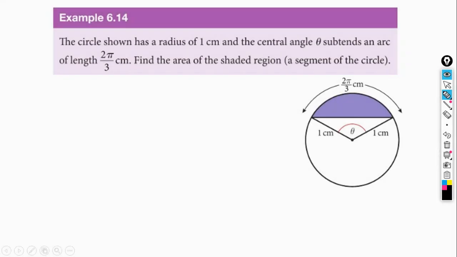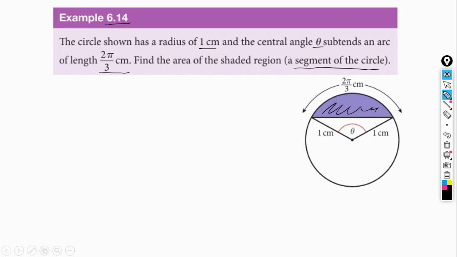Let's continue with example 6.14, and it says, the circle shown has a radius of 1 centimeter, and the central angle theta subtends an arc of length 2 pi thirds centimeters. Find the area of the shaded region, a segment of the circle. So they want us to find the shaded region.